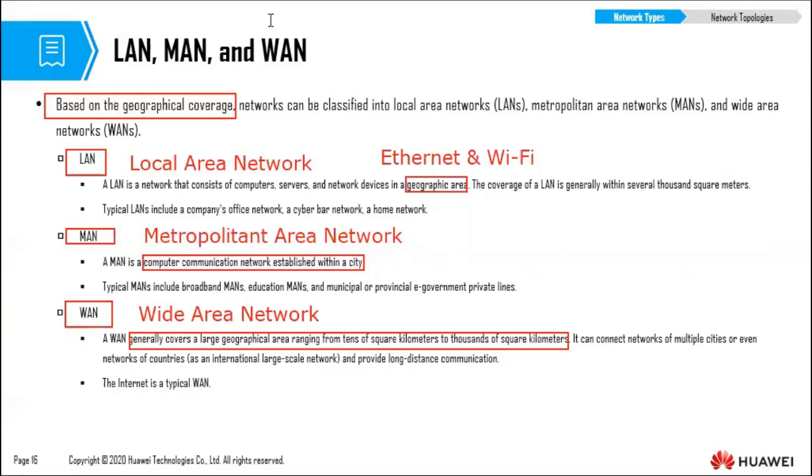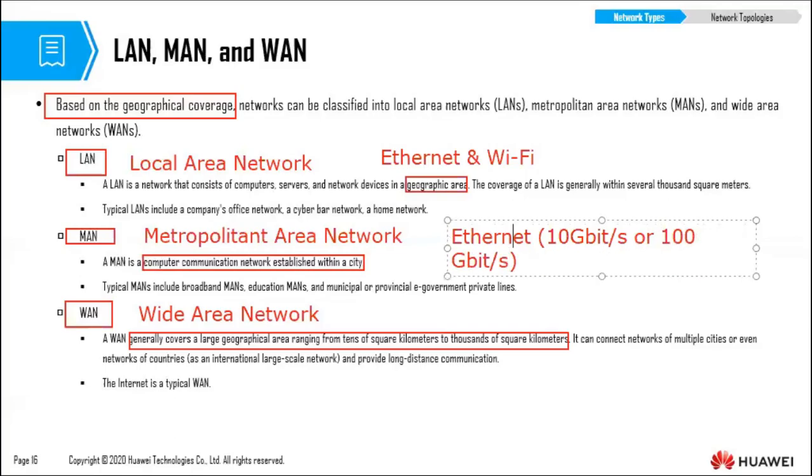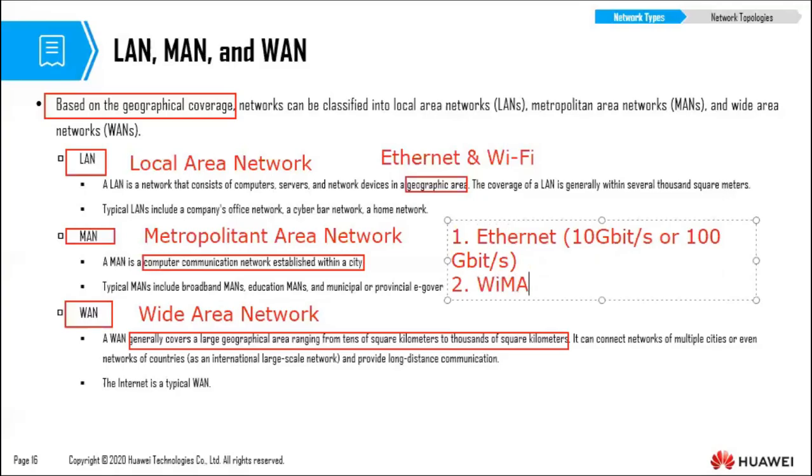Now, let's go on. If you want to interconnect a metropolitan area network, again, you might need to use Ethernet, but this time you have to use higher speeds: gigabits per second, Gbps, or even 100 gigabit per second. So that is one.